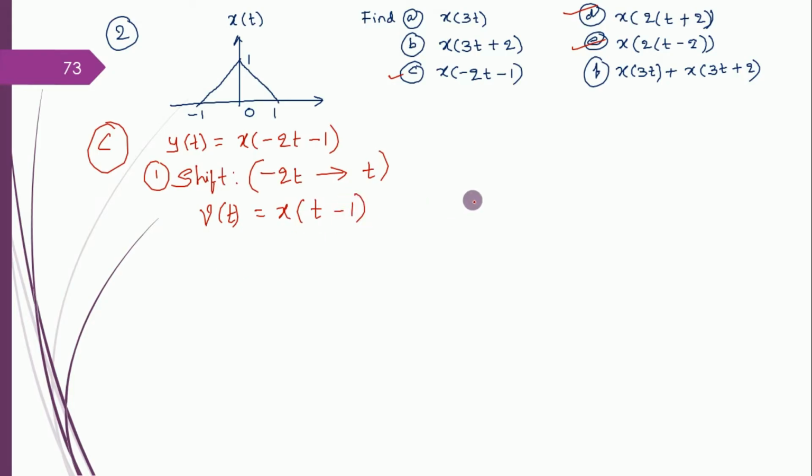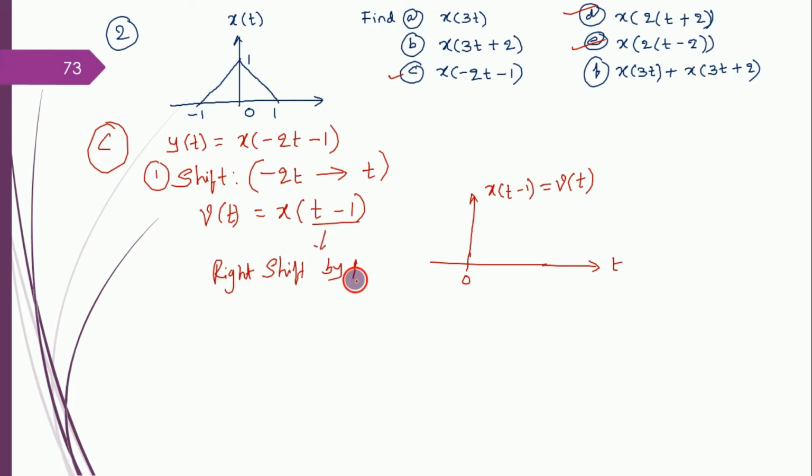x of minus 2t should be replaced with t minus 1. So this signal, if I draw it, this is x of t minus 1, which we have represented as v of t. This is the time axis, this is the y axis, and this is the original signal. What is the meaning of x of t minus 1? You need to right shift it by 1.